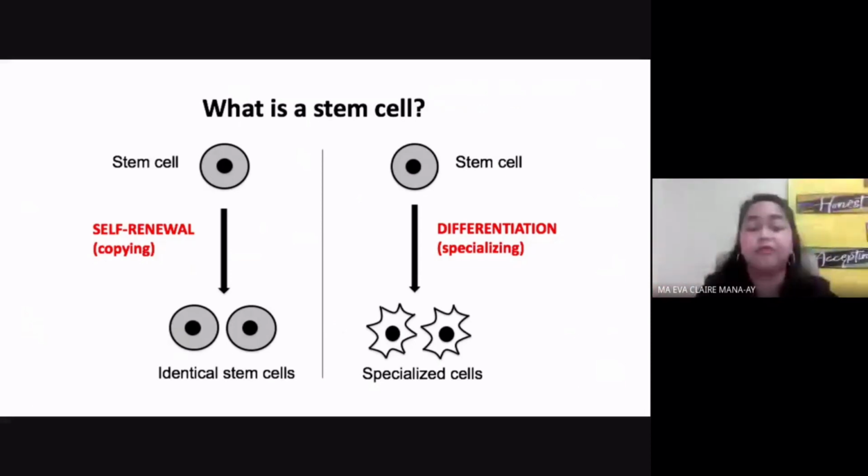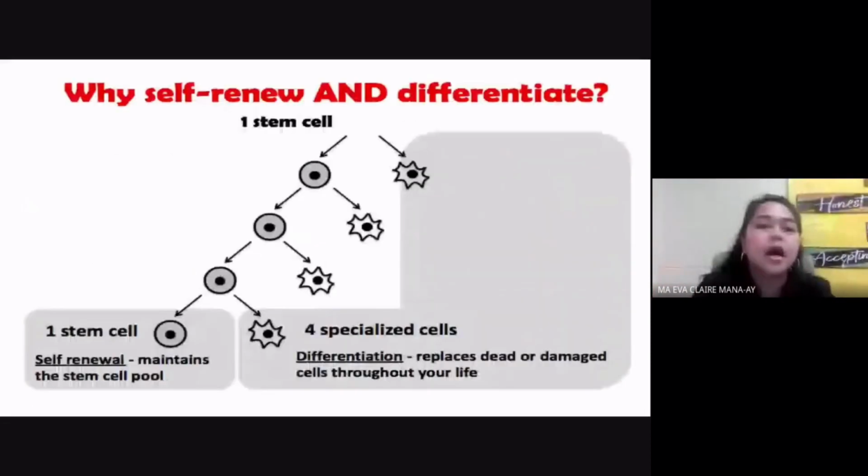Okay, now, so again, we have self-renewal. We've already talked about this in the previous slide. So that means when you say self-renewal, your stem cell can just become another stem cell. It can maintain the stem cell pool, or it can also become differentiated. That means it can also become a specialized cell. It can differentiate. That means it can also replace dead or damaged cells throughout your life.